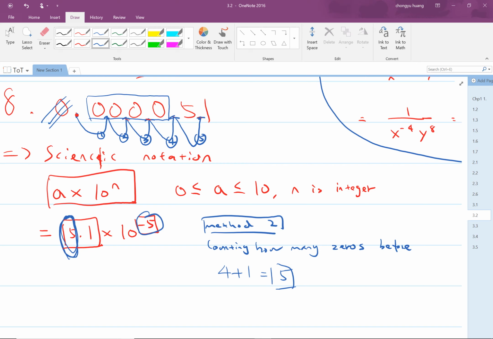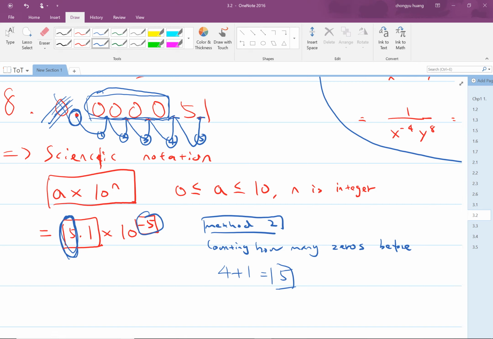We only count how many zeros after the digit. We are not counting this zero at the beginning. We only count the zero after the digit. So this is the digit, right? So we only count the zero after the digit, and then before 5. Okay, so that's the major thing.